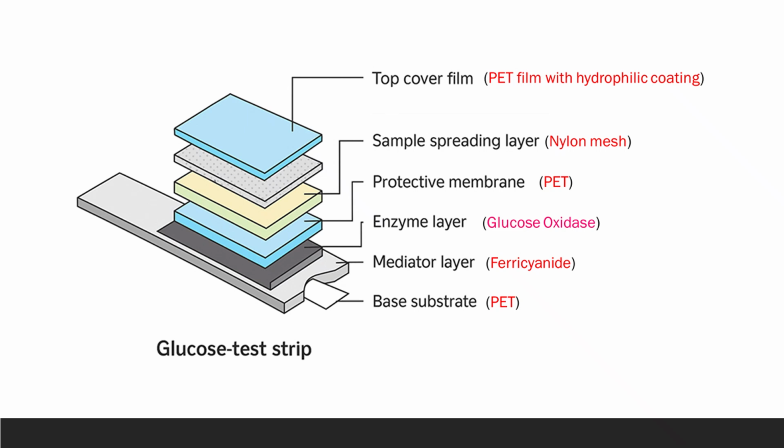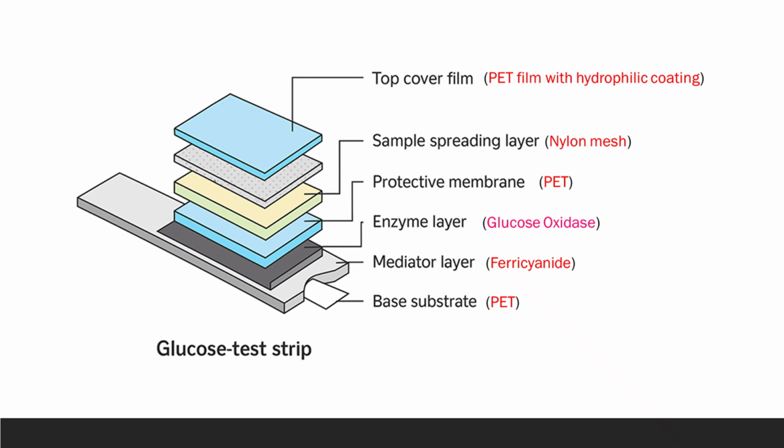Over that we have the enzyme layer, where the oxidation of glucose takes place. Glucose oxidase is an example of an enzyme where the reaction takes place. Then over that we give a protective membrane, which is again made up of PET. Then over that we spread a sample spreading layer, that is nylon mesh, so that the blood sample which is given is easily sucked in. For spreading the blood, we apply this nylon mesh layer.